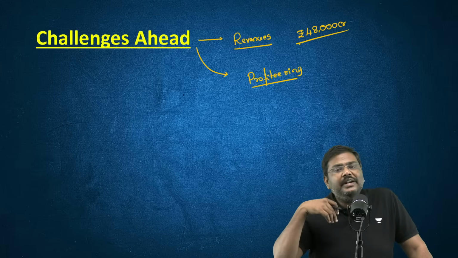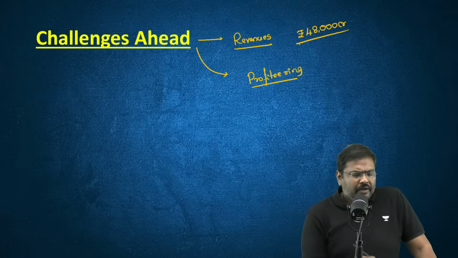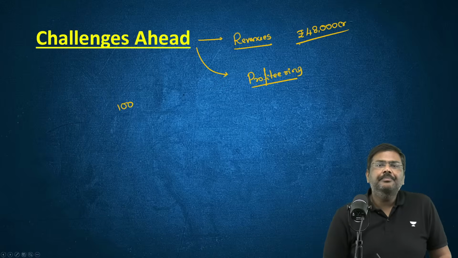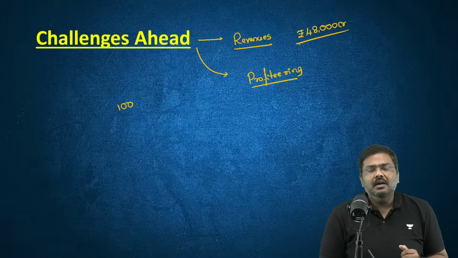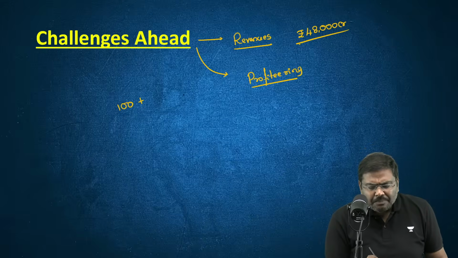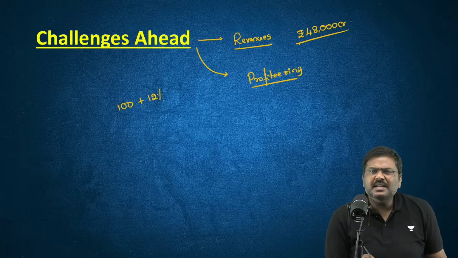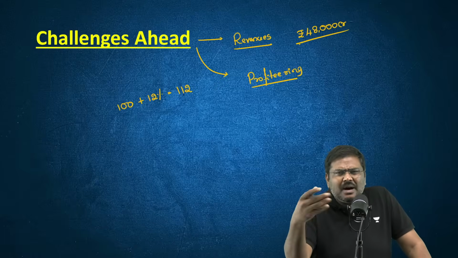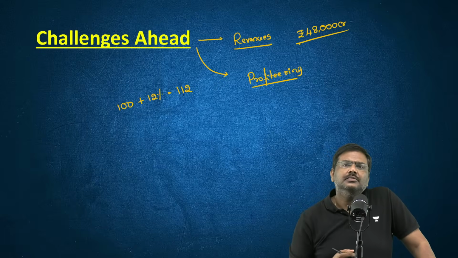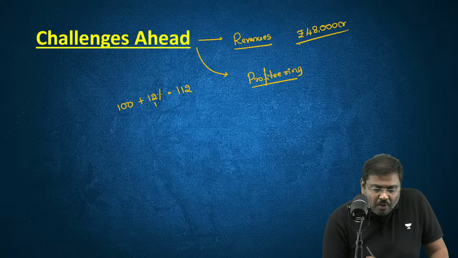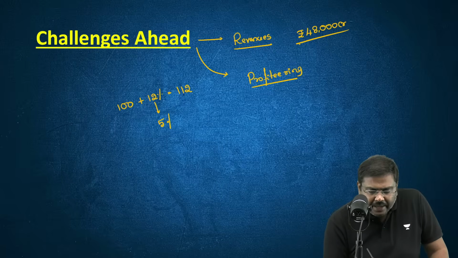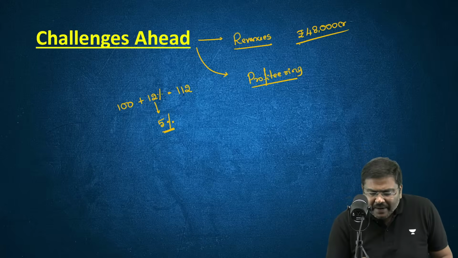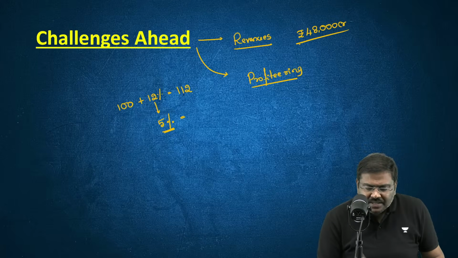What is the meaning of profiteering here? Simple. Let's take a simple number. Imagine there was a product earlier, the actual price was 100 and it attracted 12% GST. So can I simply say the market price, the MRP, will be 112 rupees? Correct? Now, if this product is brought under 5%, you are expecting the MRP to become 105.